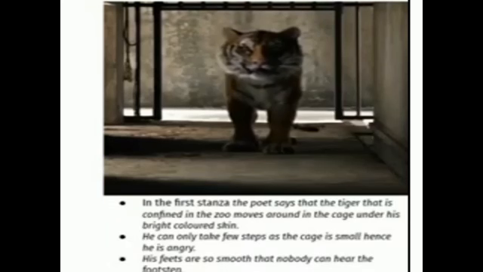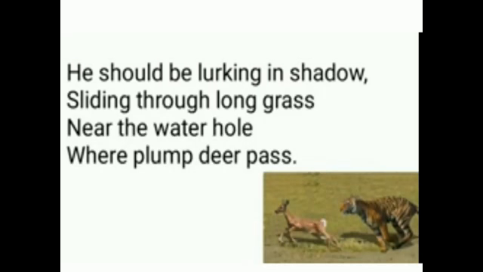In the first stanza, the poet says that the tiger that is confined in the zoo moves around in the cage under his bright colored skin. He can only take few steps as the cage is small, hence he is very angry. His feet are so smooth that nobody can hear his footsteps.